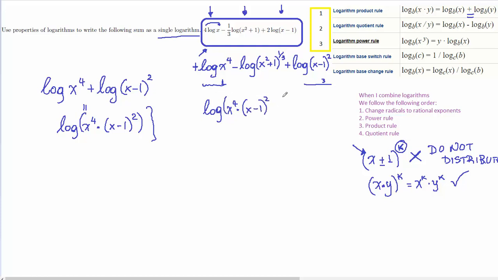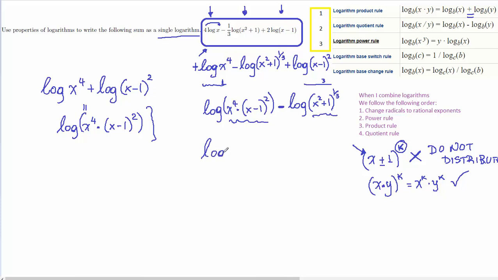Keep it in parentheses, and now I rewrite the middle term that I haven't used until now, and I have this minus log of x squared plus 1 to the 1/3. As you can see, I haven't touched the exponent right here. I keep it as 1/3. If you want, at the end, you can change it into a radical. Right here now I have two logarithms, right? And I have the difference of two logarithms, so I can apply the quotient rule. So this means that this one will be the numerator and this will be the denominator of the logarithm.